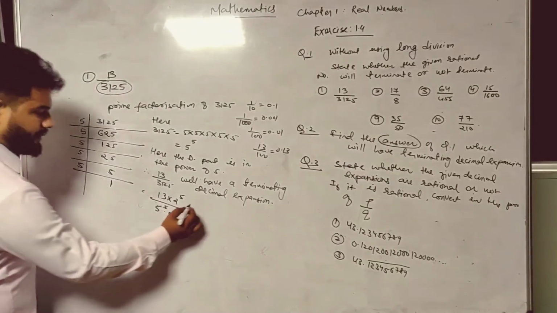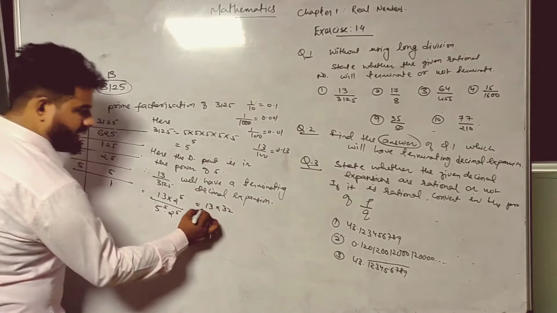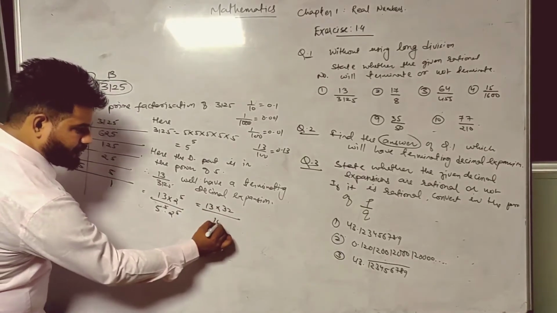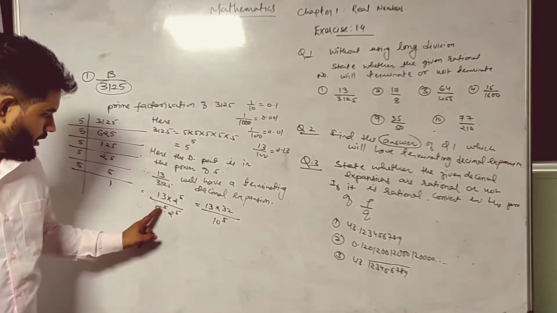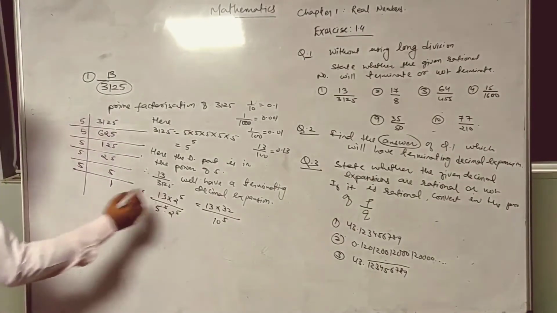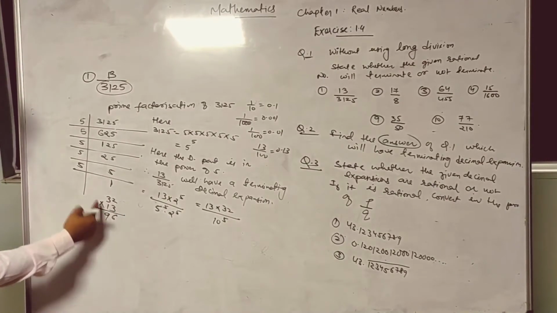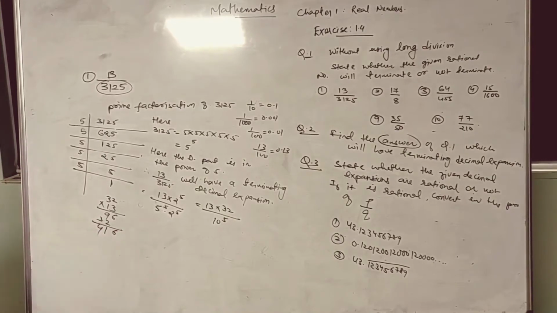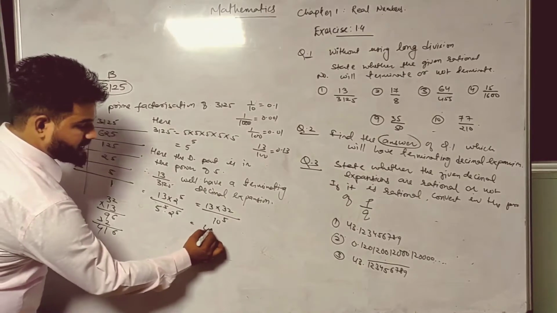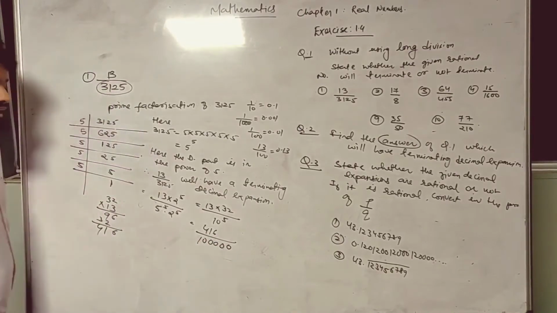So by doing this, what will happen? 13 into 2 to the power of 5, which is 32, and the denominator will be 5 2s are 10, 10 to the power of 5. The powers are the same, so we can multiply the bases. Now 32 into 13 is what? 3 2s are 6, 3 1s are 3... so 416. You are getting 416, and 10 to the power of 5 is nothing but 1 lakh.